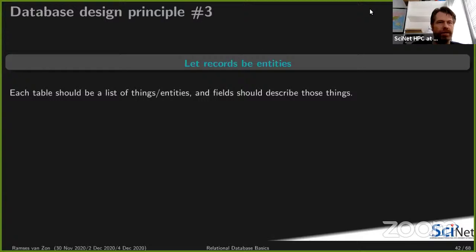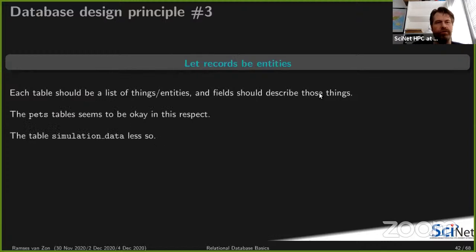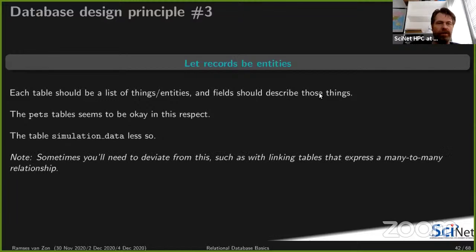Thirdly, or the third principle, you'd want your records to be things, to be entities, to describe something, rather than just a fake collection of data points. So for the pets table, that was fine. The simulation data was a mixture of parameter values and job outputs and measurements and other details. And so that would require to be done a little bit differently. And this is generally what you want to do.